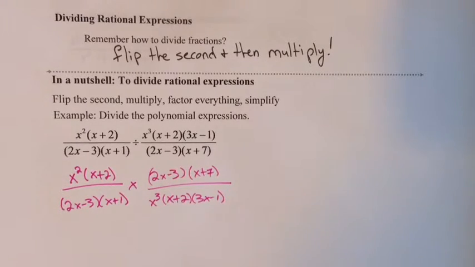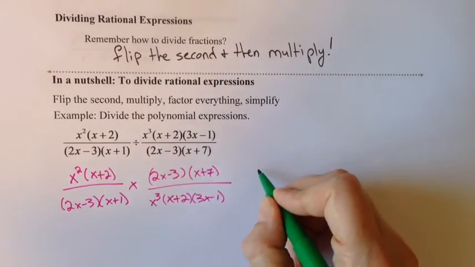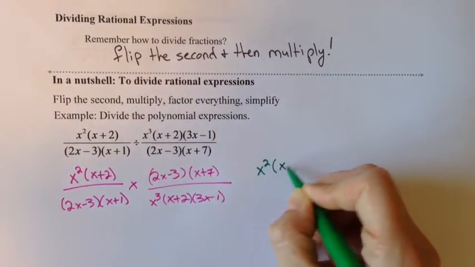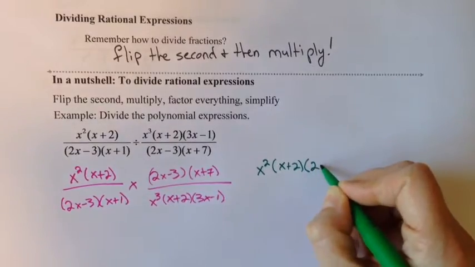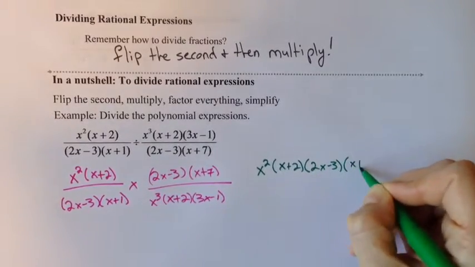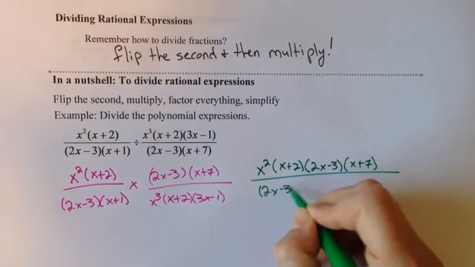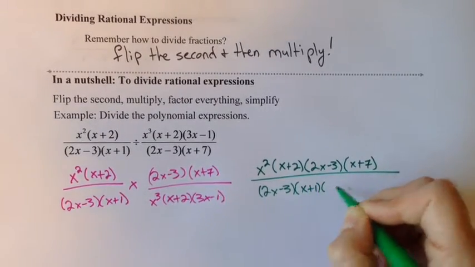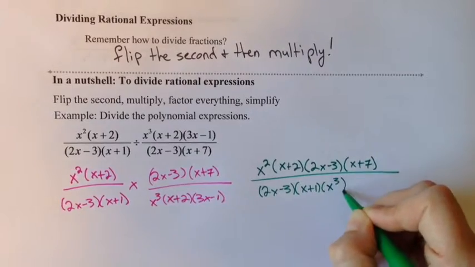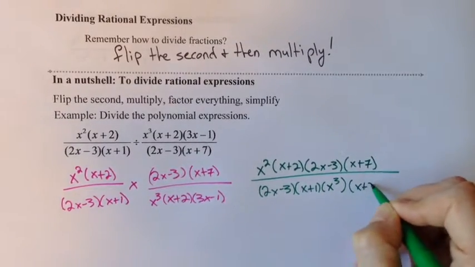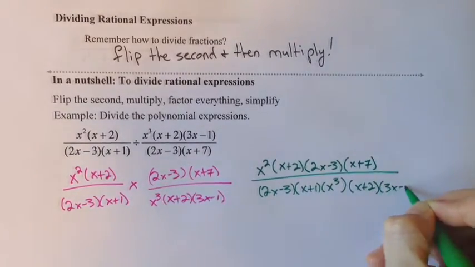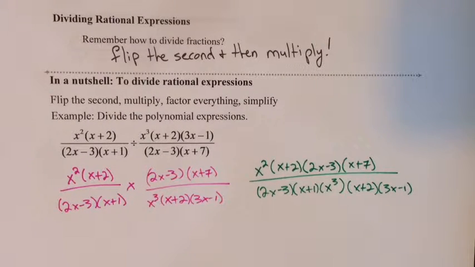So I'm going to go ahead and multiply this straight across and then see if I can cancel anything. When I multiply straight across, I get x squared, x plus 2, 2x minus 3, x plus 7 over 2x minus 3, x plus 1, I've got an x cubed here, an x plus 2, and a 3x minus 1. Notice that everything is already factored, so all we need to do now is look for things to cancel.